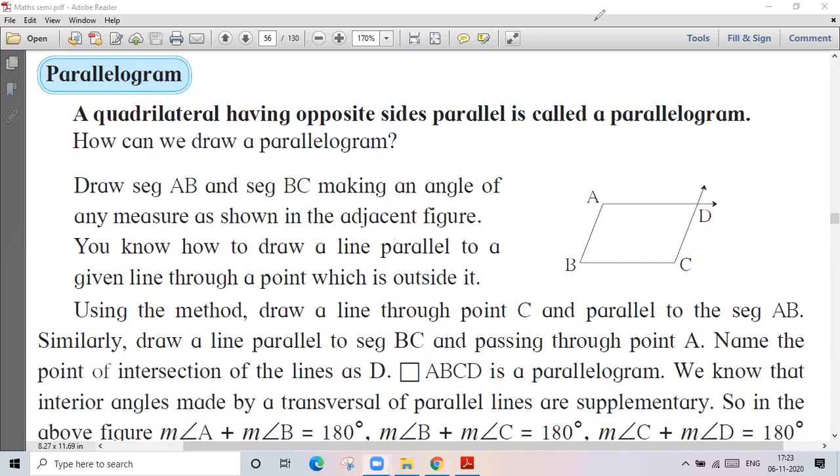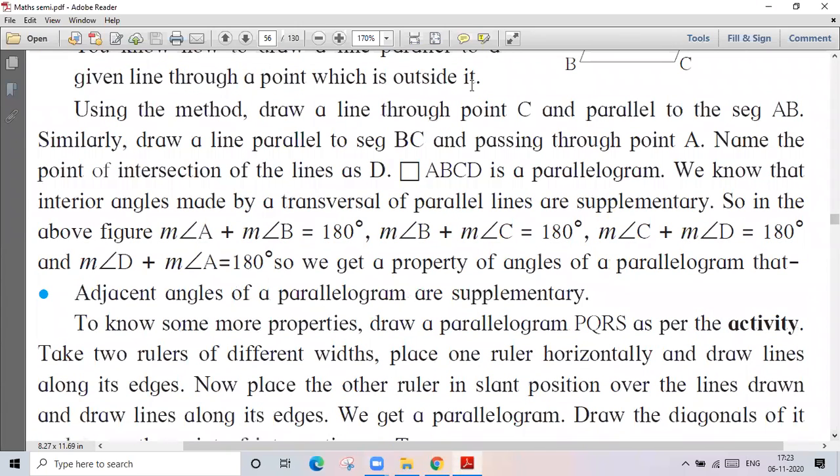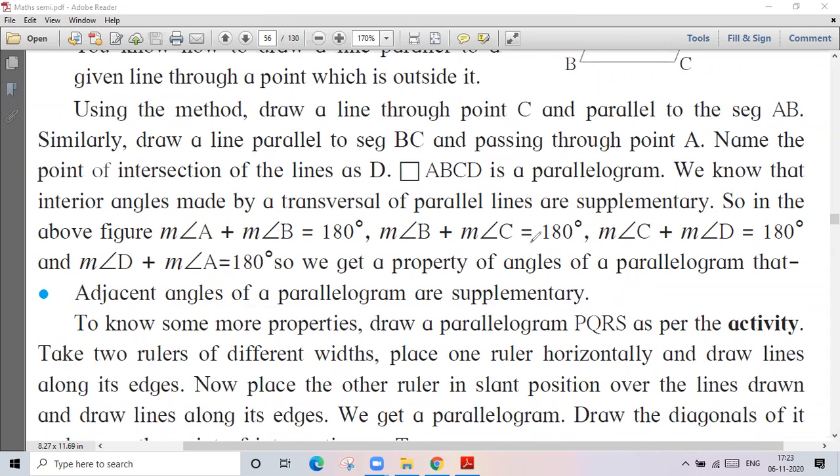What are the properties of it? Adjacent angles of a parallelogram are supplementary. That means the sum of their measures is 180 degrees. What is the sum of the measures of adjacent angles? It is 180. Right?